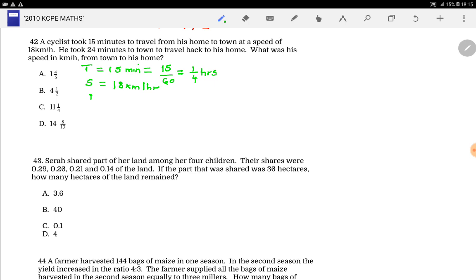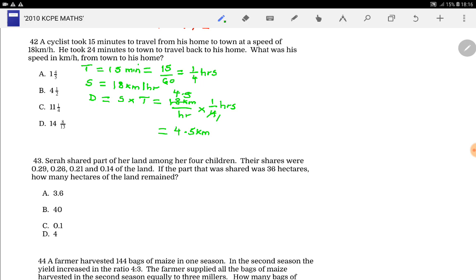So we can get the distance from home to town, because distance is equal to speed times time, which is equal to 18 kilometers per hour times time, which is 1 over 4 hours. We'll find that the distance is equal to 4 goes into 18, 4.5. So the distance is 4.5 kilometers.